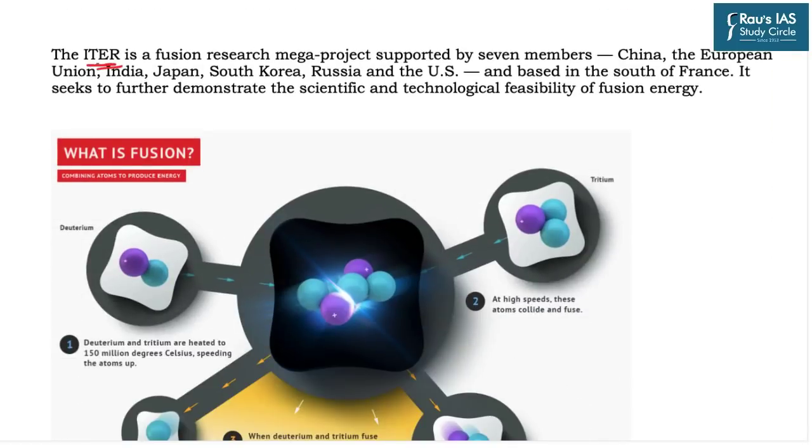So basically, ITER is a fusion research mega project which is supported by seven members, and India is one of these seven members. This ITER is a fusion based research mega project which is situated in the country of France. The other six countries besides India are China, European Union, Japan, South Korea, Russia, and US. The main aim of the ITER project is to demonstrate the scientific and technological feasibility of fusion energy.